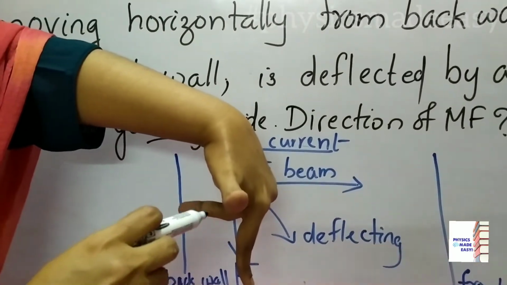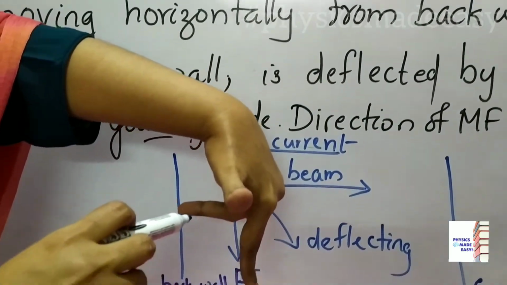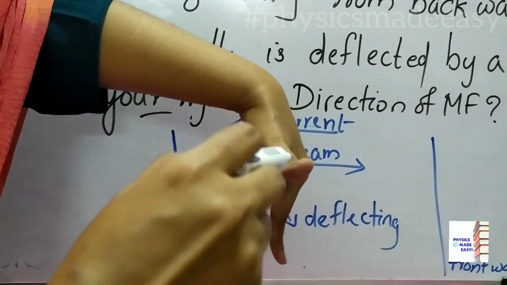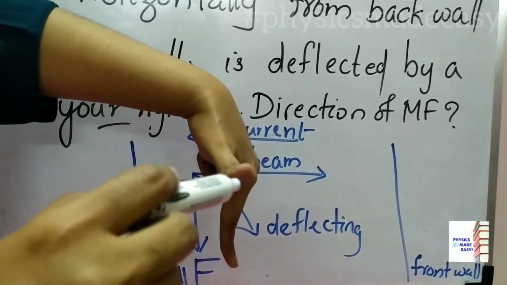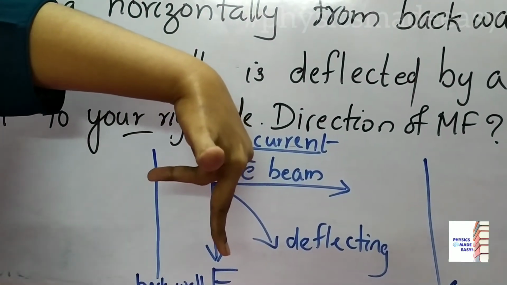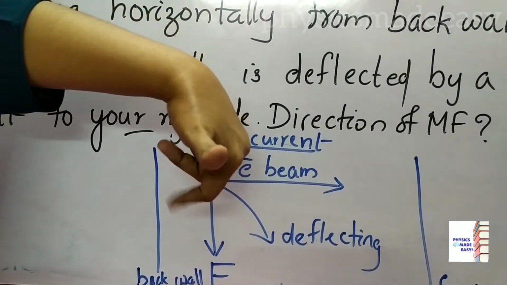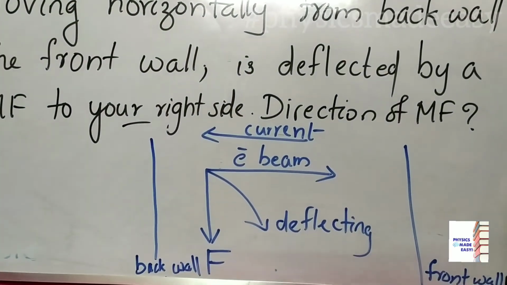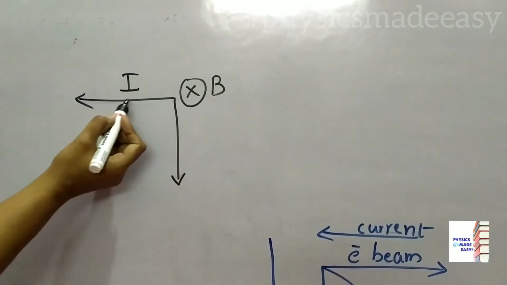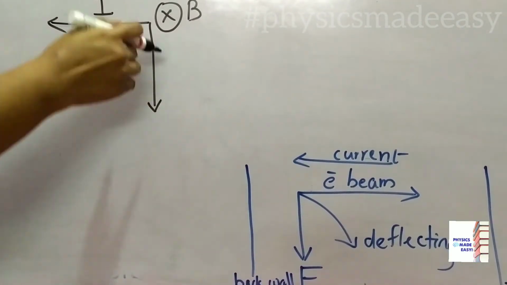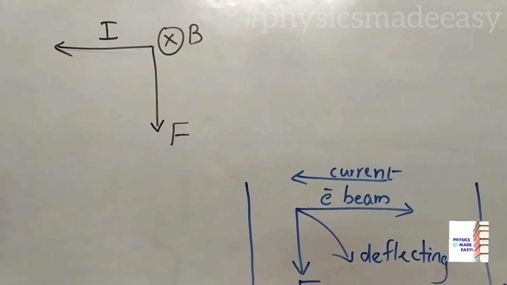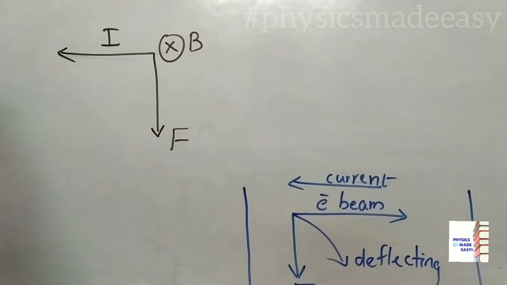Listen children, according to Fleming's left hand rule, the middle finger gives the direction of current, the thumb gives the direction of motion, the direction of force. Then the index finger gives the direction of magnetic field. You can see the direction of magnetic field is in downward direction. I told you the direction of current is front wall to back wall, and this is the direction of force. So in this way we can represent the magnetic field, vertically in downward direction.